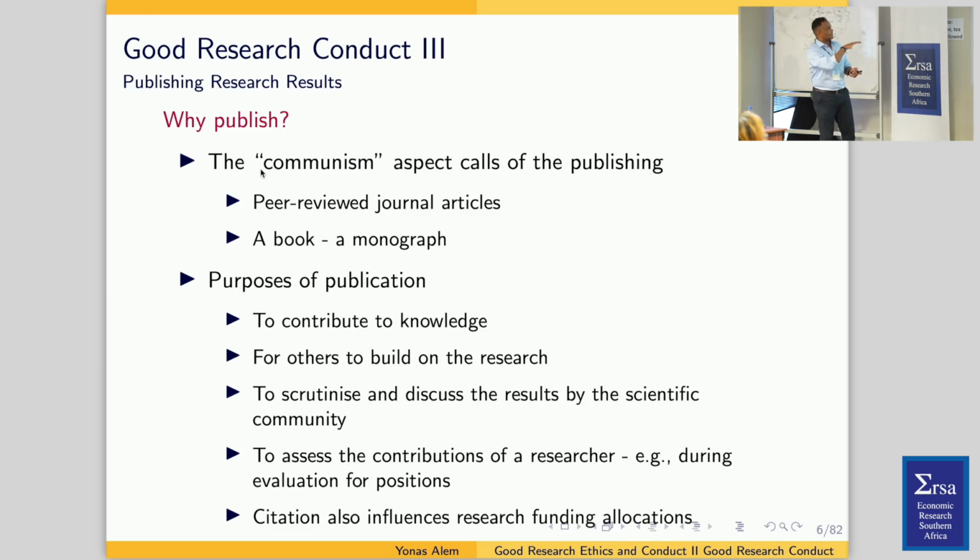And then after publishing, so this is kind of the ethical side of it, not the technical part of publishing. The part we discussed this morning is more of which journals to target and how to address. But now here we see a different aspect, which is the communalism aspect for publishing peer-reviewed journals or a book or a monograph. We have talked about the purpose of publication: to contribute knowledge, to build on other research, to scrutinize and discuss the results by the scientific community, to assess contributions of research, for example during evaluation of positions, and citation also influences research applications.